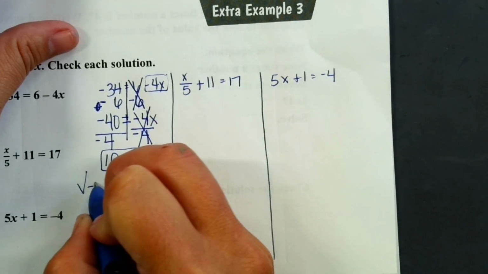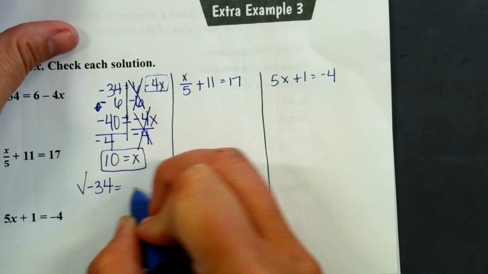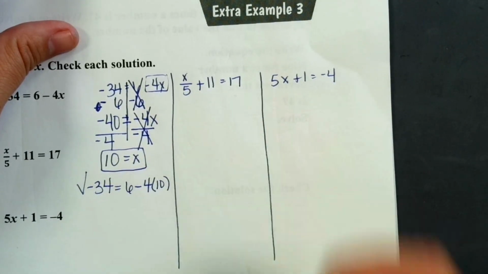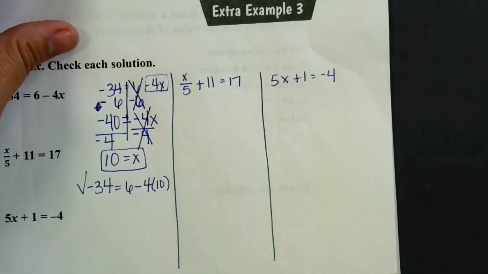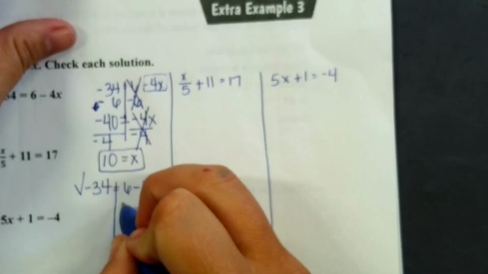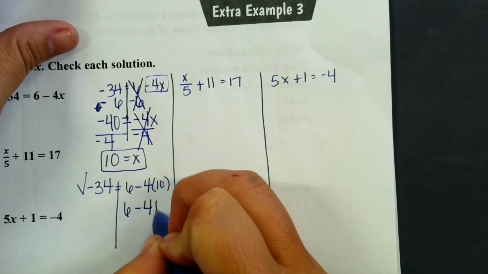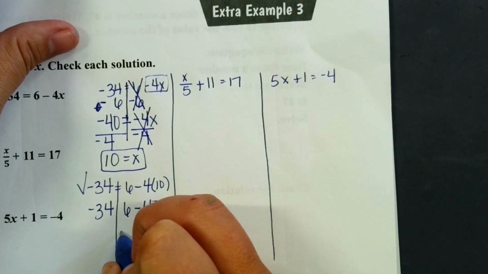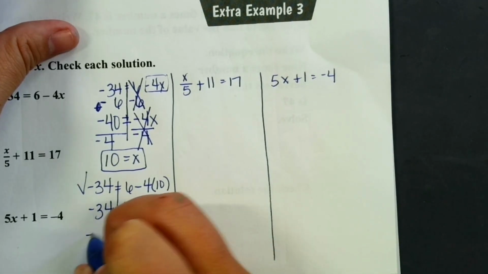So when I check this, that kind of was where I had most of the questions, was checking. What should I do first? 6 minus 4 or negative 4 times 10? Negative 4 times 10, which gives me negative 40. 6 take away 40 is negative 34.